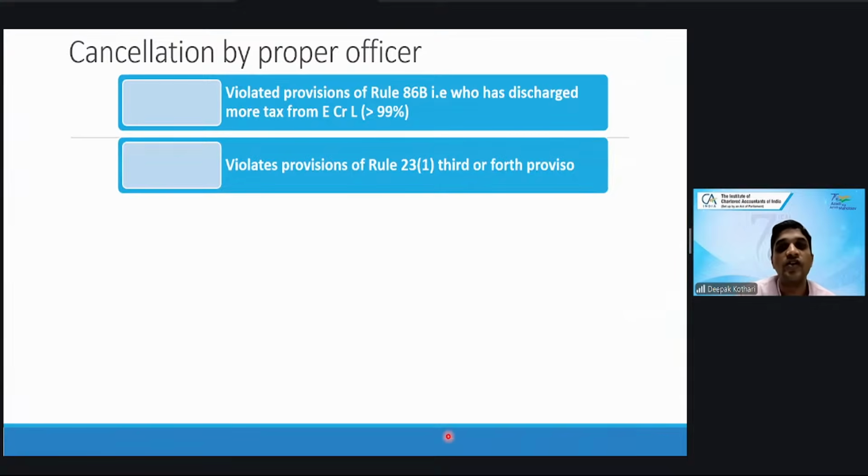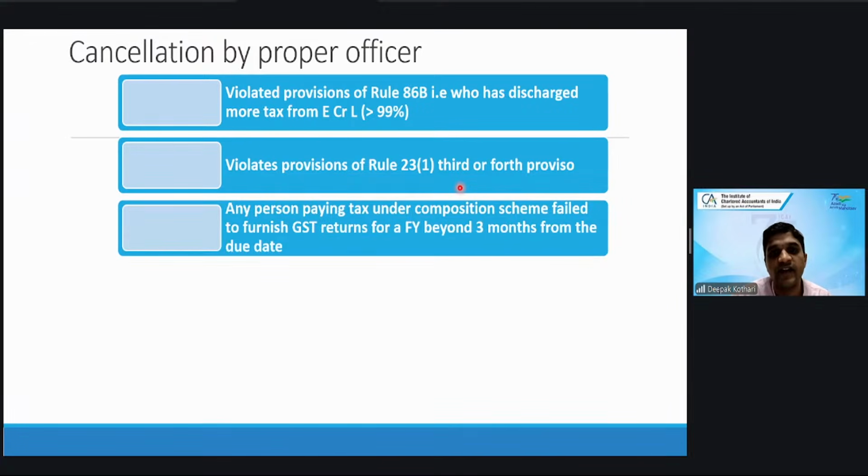Then another is violating the provisions of Rule 96B, where we know that if your turnover as a taxable person is more than 50 lakhs, then you have to pay at least 1% by cash. If you're not doing that, the officer can cancel the registration. You're violating the provisions of Rule 23(1). In all these scenarios, GST registration will get cancelled.